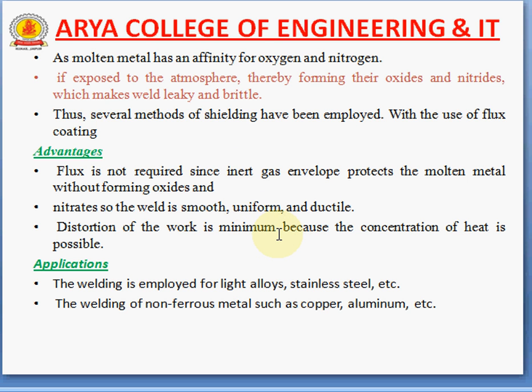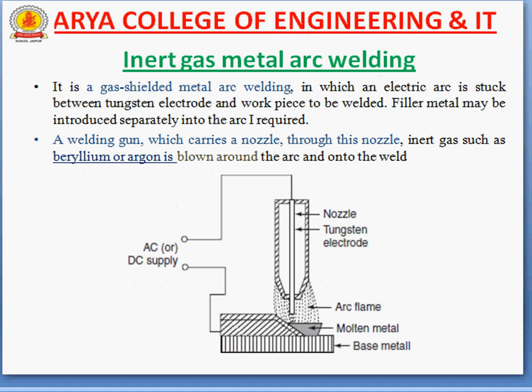And if we talk about the application of this type of welding, this welding is employed for light alloys, stainless steel, and it is also used for non-ferrous metals such as copper and aluminum. These are the applications of this welding.